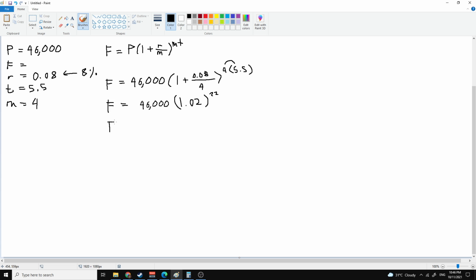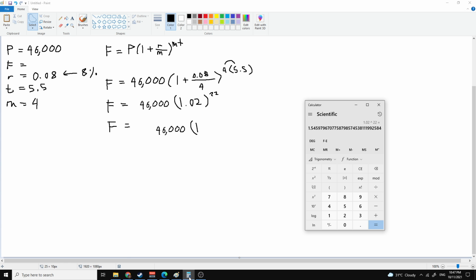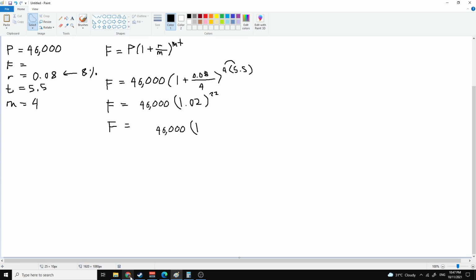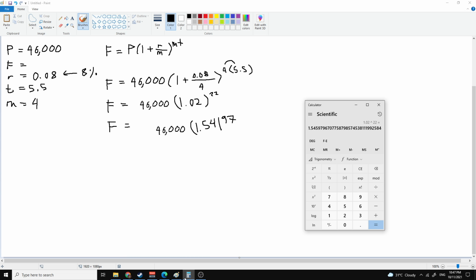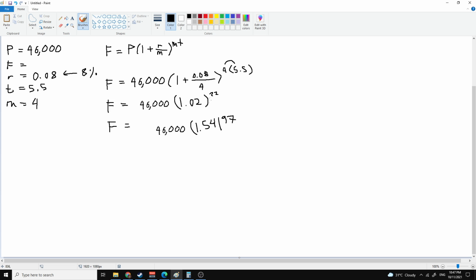It gives you a long number again, so we're going to have to do something with it, because it's going to be equivalent now to 1.54597. Yeah, whatever.